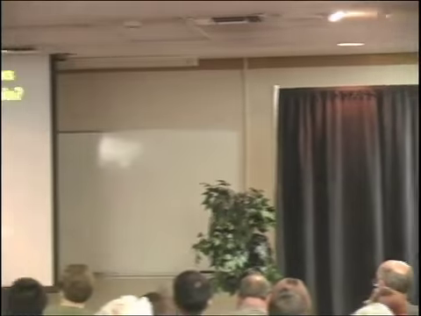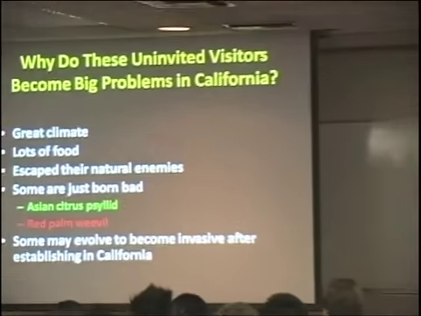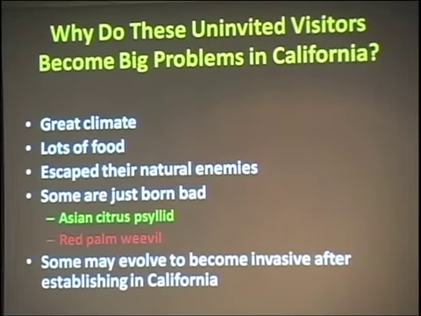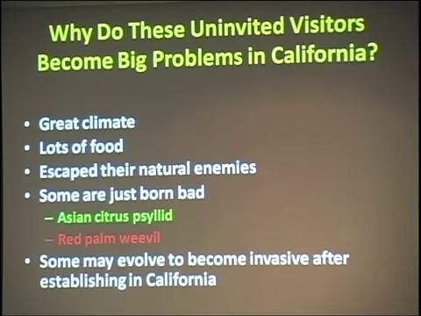Okay, so why do these unwanted visitors, when they come to California, become such big problems? Well, they do well here for the same reasons we like being here. Great climate pretty much all year round. Lots of food. You can see that in some of us because we eat too much. Most importantly, a lot of these organisms have escaped their natural enemies. I'm going to be talking about a concept that was developed here at UC Riverside called biological control, the use of natural enemies to control some of these invasive species.